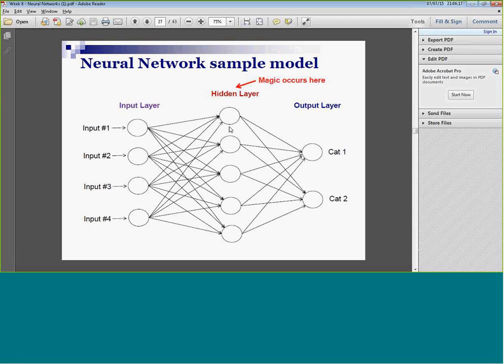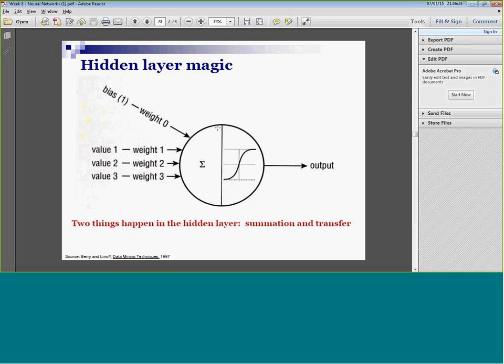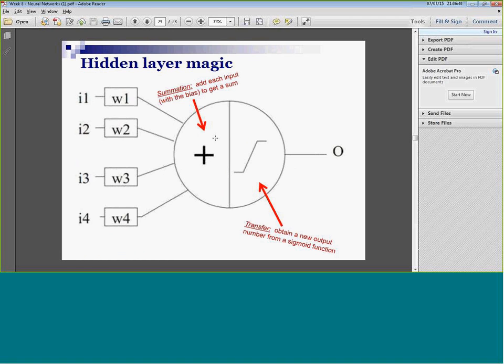So the magic occurs here, if you want to call it magic. And here's what goes on inside each of these hidden layer neurons. Remember, it's got stuff coming in. Should have 5 here, not 3. It's got 5 coming in, adds them up, and then puts them into this function. This is summation, and this is a transfer function. The summation adds up these inputs, and the transfer function gives a new output to send to the next layer.